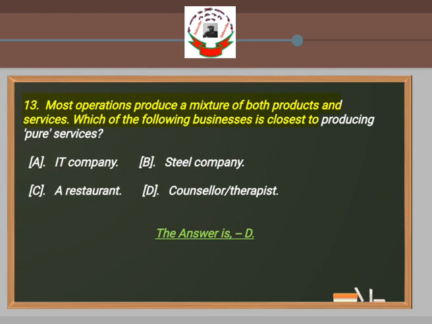13. Most operations produce a mixture of both products and services. Which of the following businesses is closest to producing pure services? A. IT company. B. Steel company. C. A restaurant. D. Counselor, therapist. The answer is D.